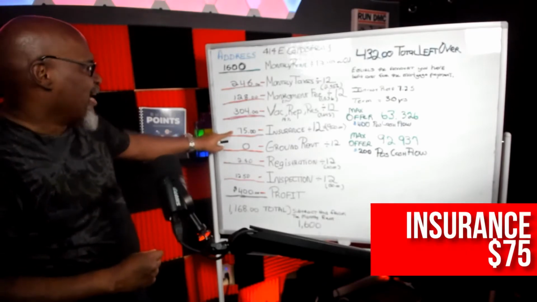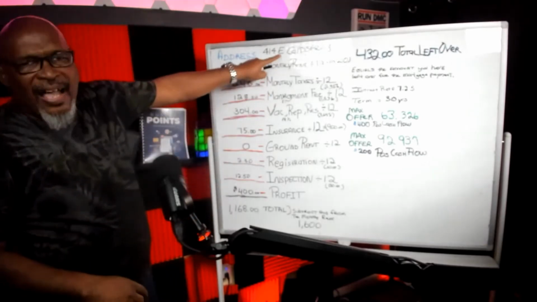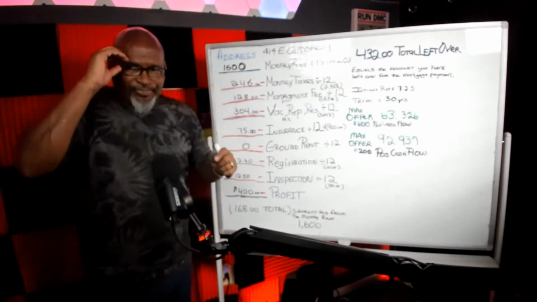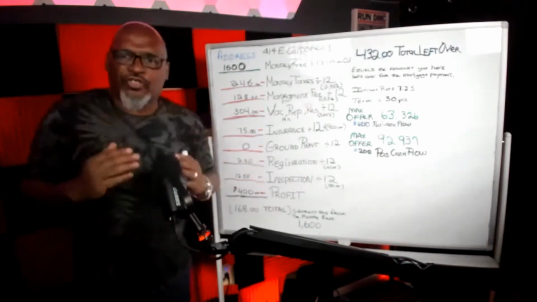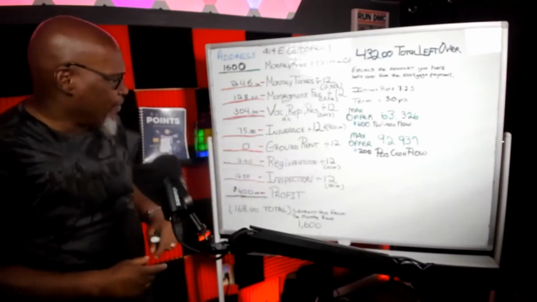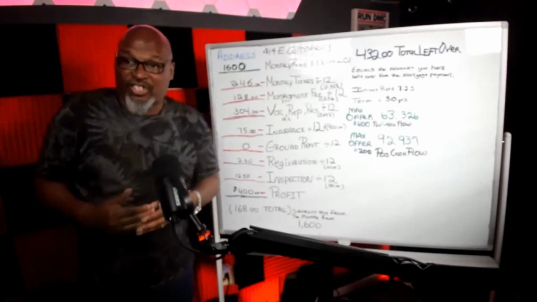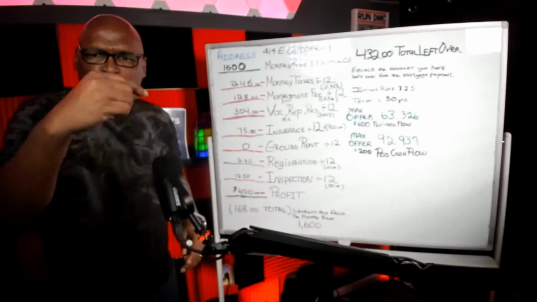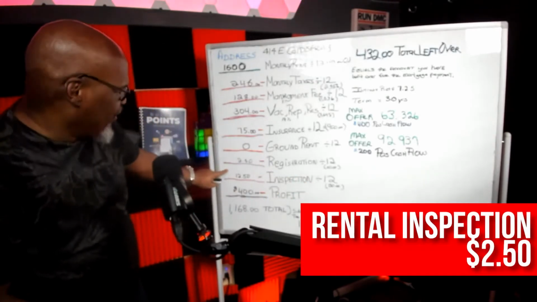Now, insurance, $900 a year to put insurance on your property. Divided by 12, $75. In Baltimore, we have something that's called ground rent. For the sake of this example, there is no ground rent on this property, so that number is 0. In Baltimore, you also have to register your property as a rental. That cost is $30 per year. Divide that by 12, $2.50 a month. You also have to pay for a rental inspection for your property. That cost normally is $150 to $200 each time you move someone into your rental. So 150 divided by 12 is $12.50.